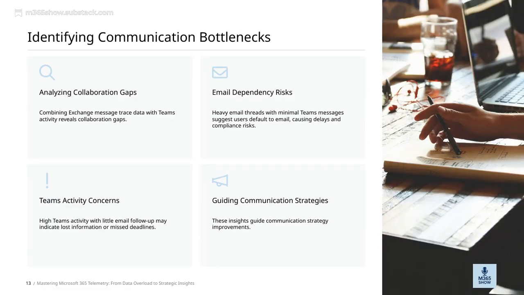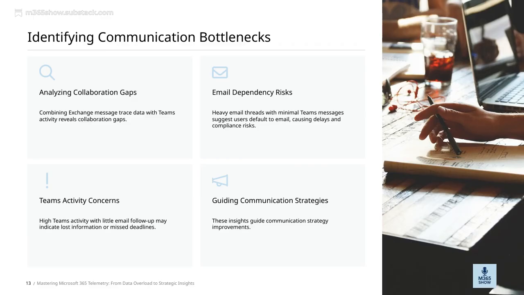Let's take a closer look at how we can identify communication bottlenecks within our organization. On this slide, we're focusing on mastering Microsoft 365 telemetry to move from simply managing data overload to gaining strategic insights that truly inform our communication strategies. These insights are invaluable because they guide us in making targeted improvements. For example, when we notice high activity in Teams but very little follow-up via email, that could indicate that important information is getting lost or deadlines are being missed. That's a red flag that our communication flow might need some adjustments.